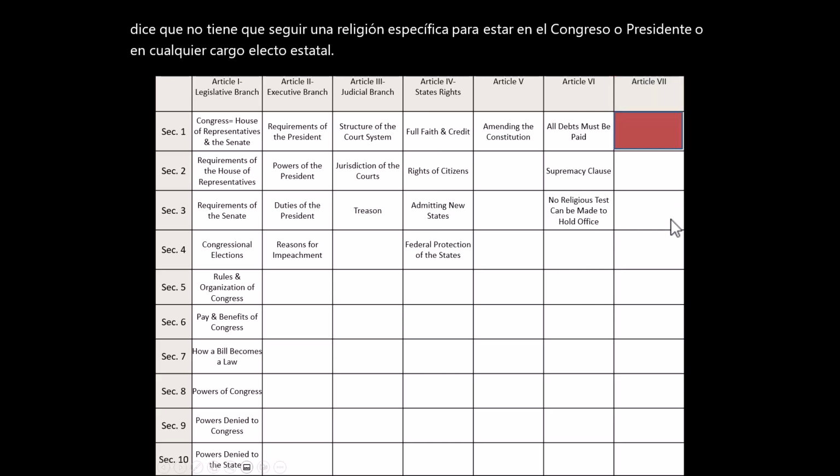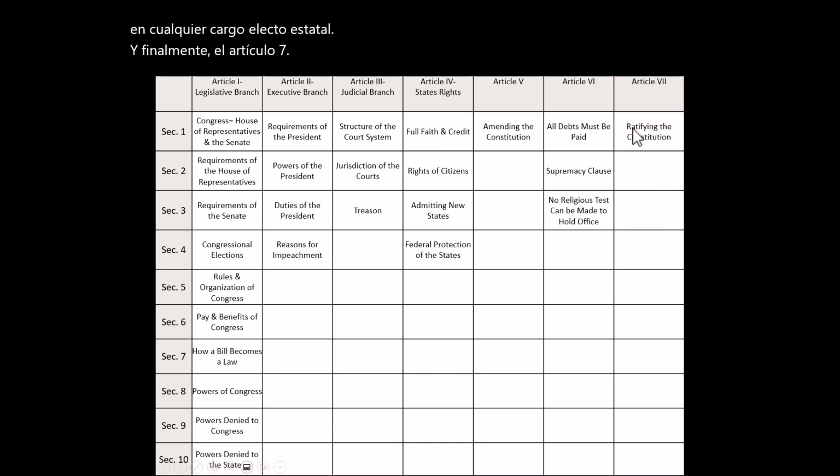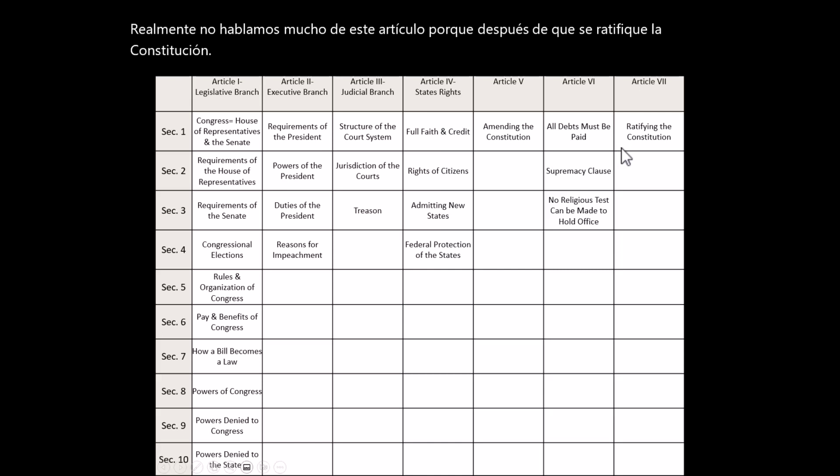And then finally, Article 7 is how to ratify the Constitution. This article we don't really talk about much because after the Constitution is ratified, this article is pretty much useless after that.